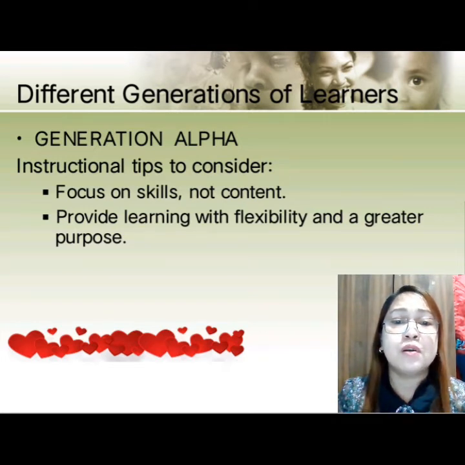Teachers will need to be more considerate of skills rather than content. The what is out there already. The how and the why are now the critically important pieces of learning. Students need to learn how to think, not what to think, and that includes being metacognitive about their own actions and choices. Next, provide learning with flexibility and a greater purpose.